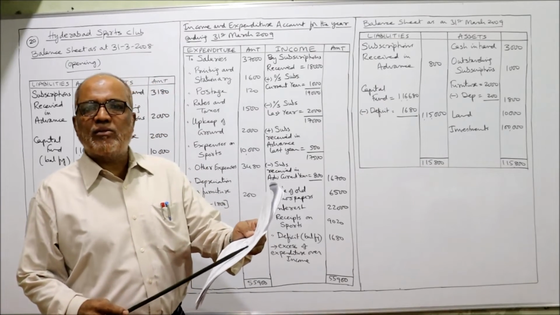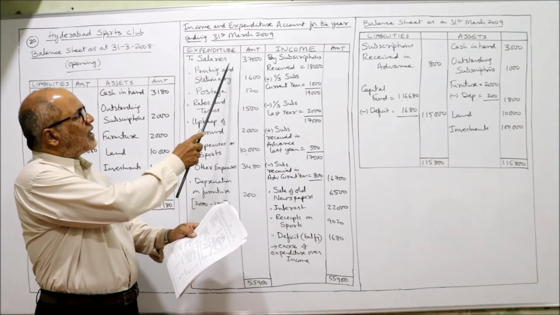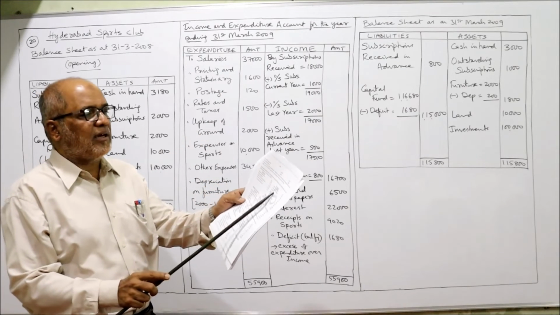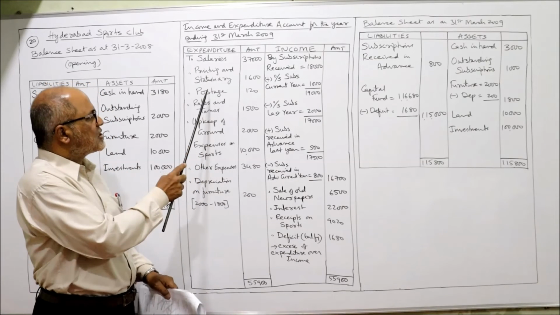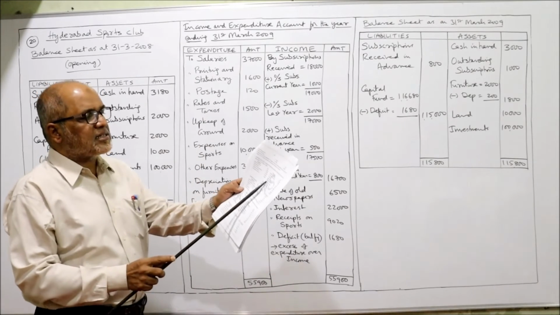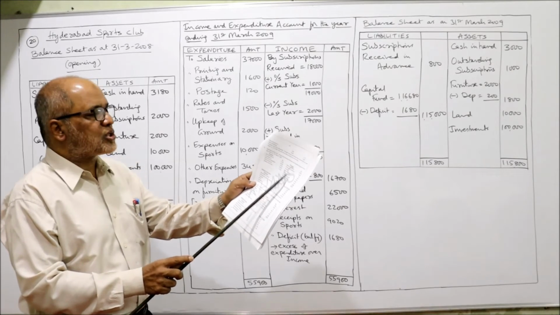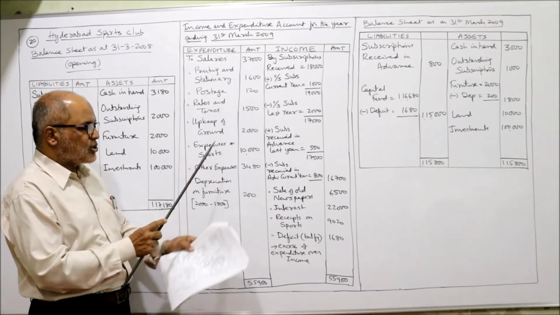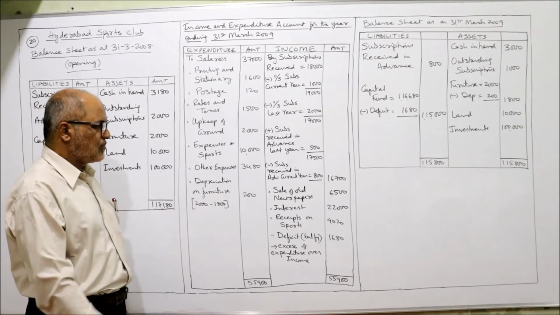Now payments will be taken on the expenditure. Salary to staff, directly I have taken salary to staff, no adjustment, nothing. Printing and stationery, postage, rates and taxes, upkeep of land. Then expenses on sports. Then other expenses 3,480.